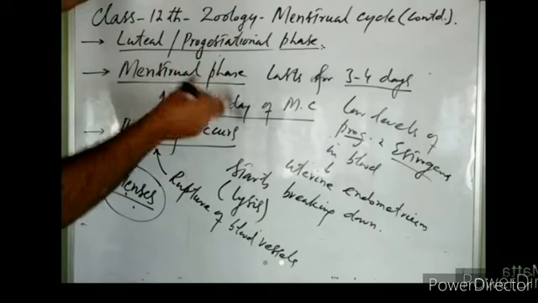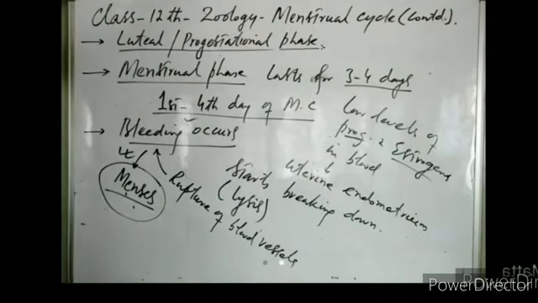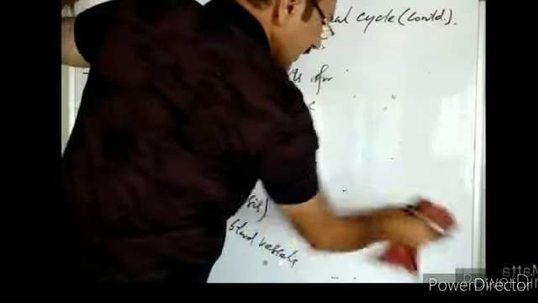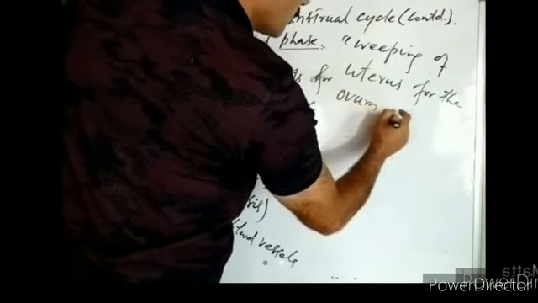But for the sake of convenience, we discuss it at the last, right? So menses occurs. This menses is also known as weeping of uterus for the ovum lost, right?